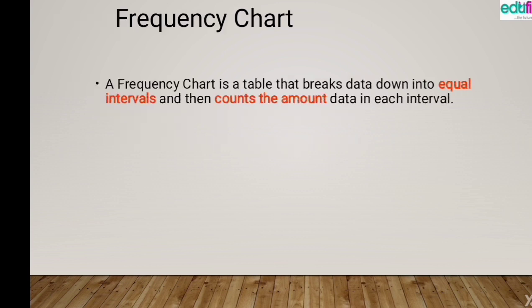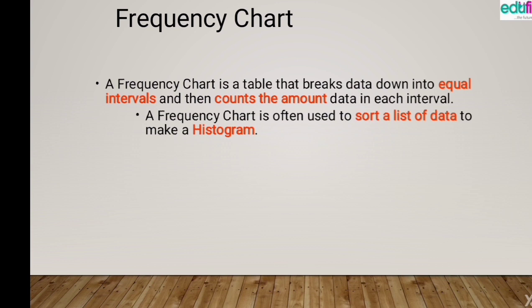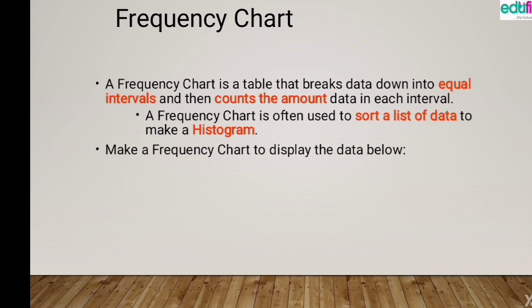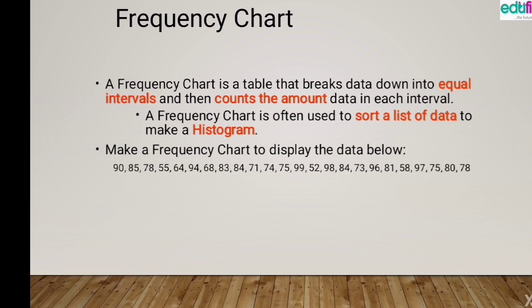Now, frequency chart. A frequency chart is a table that breaks data down into equal intervals and then counts the amount of data in each interval. A frequency chart is often used to sort a list of data to make a histogram. Make a frequency chart to display the data below. We have given data: 90, 85, 78, 55, 64, 94, 68, 83, 84, and so on and so forth.